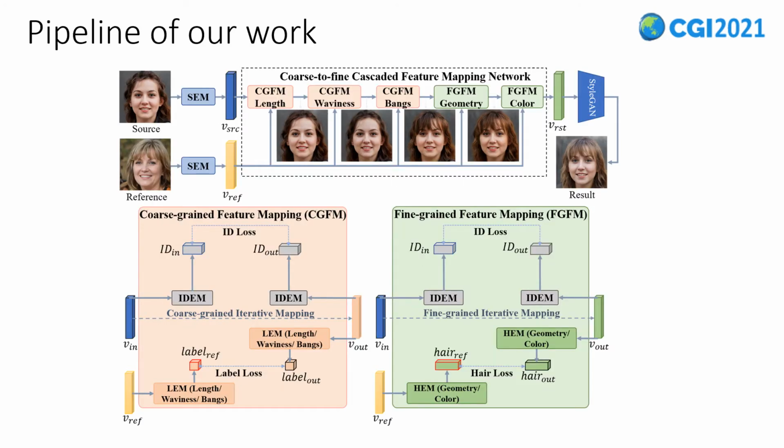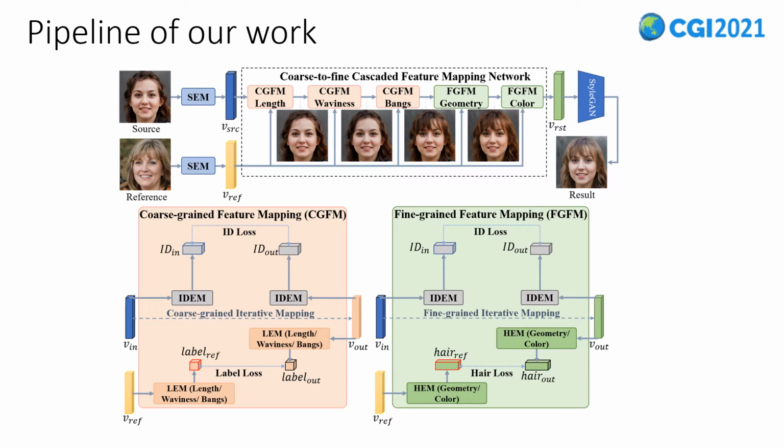Overview. This is the pipeline of our work. To delicately manipulate hair attribute, we propose a coarse-to-fine pipeline for hair attribute transfer. As shown in the upper figure, after embedded to latent space of StyleGAN, there are 5 feature mapping subnetworks cascaded to transfer hair attribute.